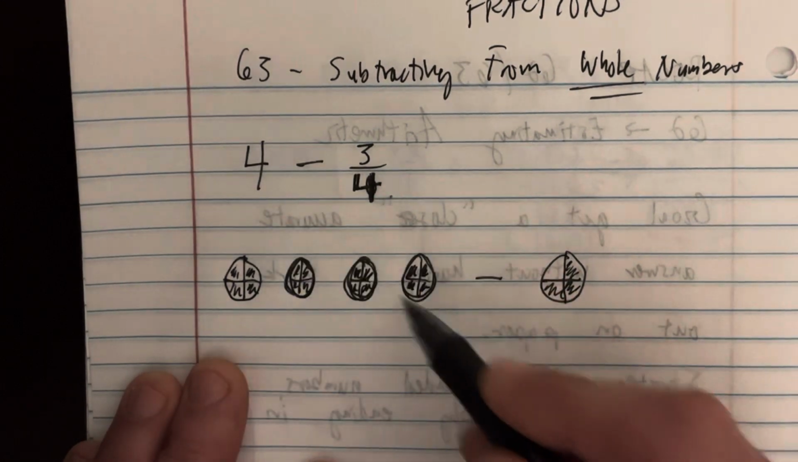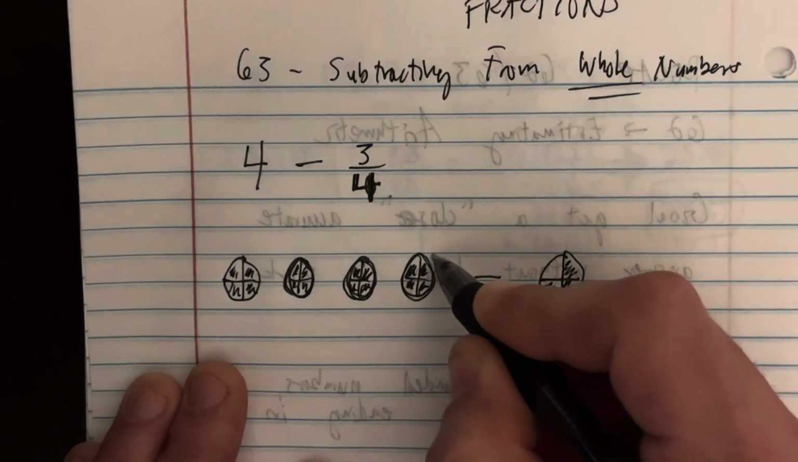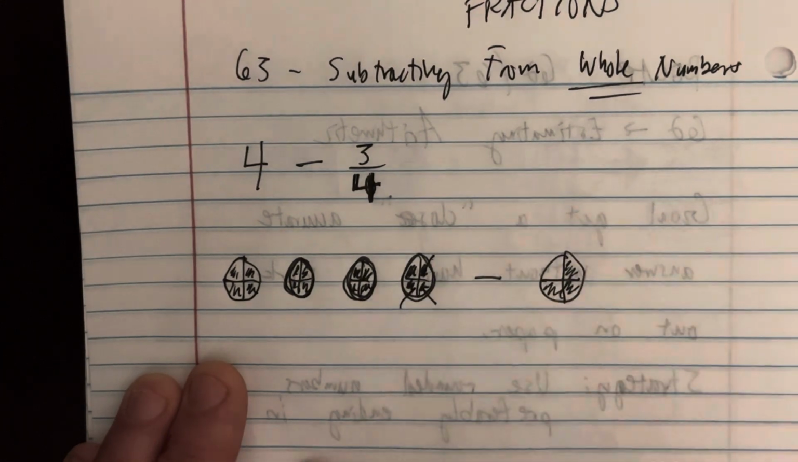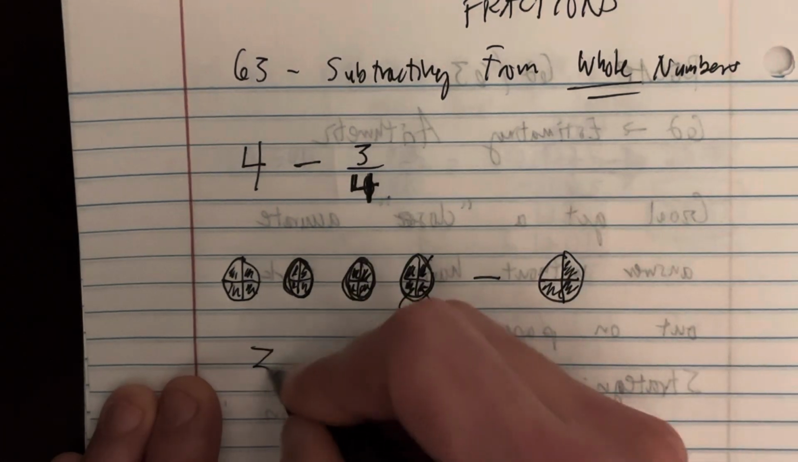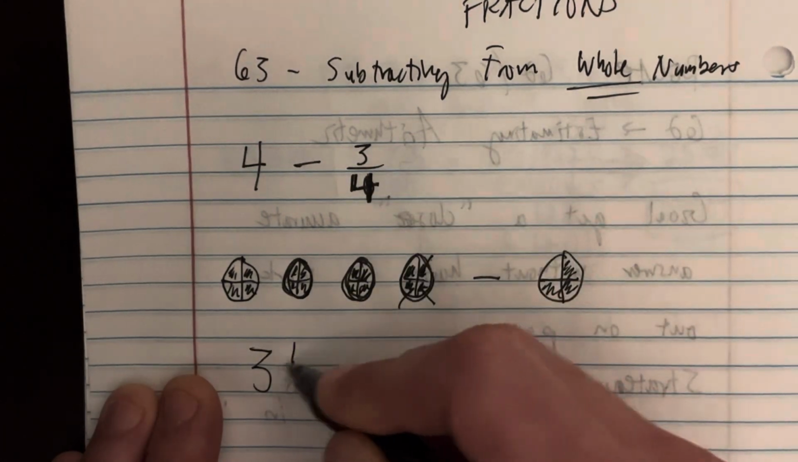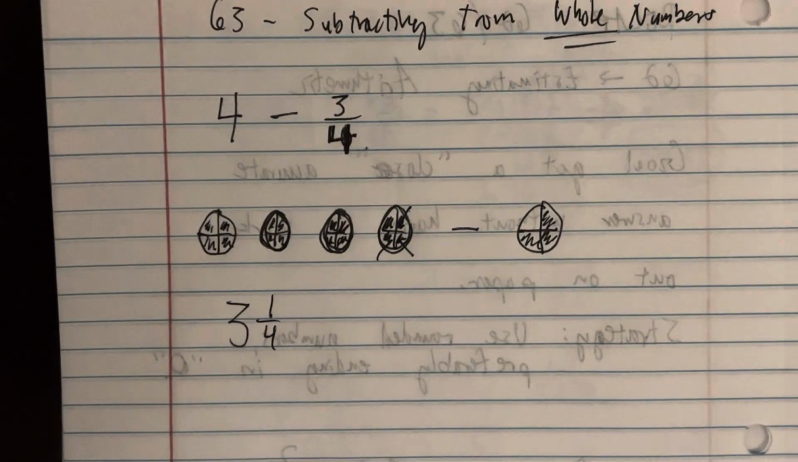But if we have 4 and want to take away 3/4, then essentially all I've got to do is take 1, 2, 3 of those fourths away. Let's look at what I've got left. I still have 3 wholes left and then 1/4 remaining. But how can we get that same answer without drawing a picture every time?